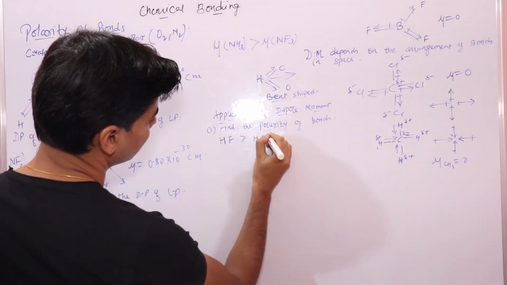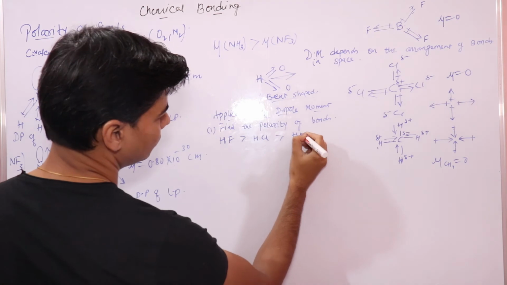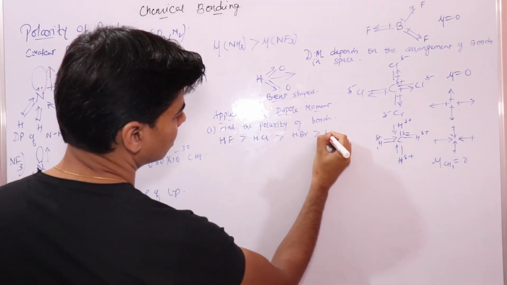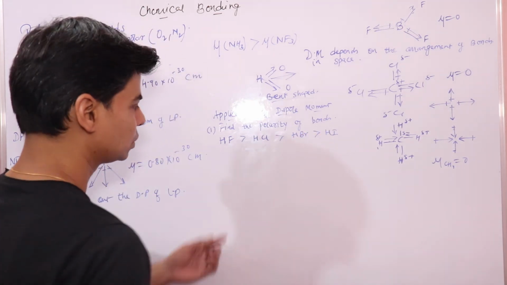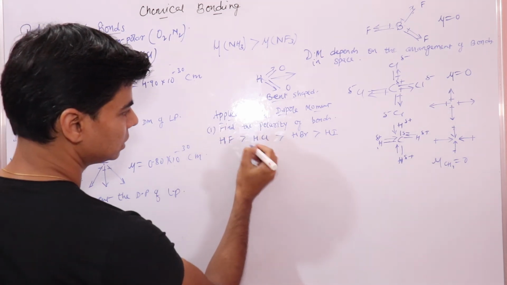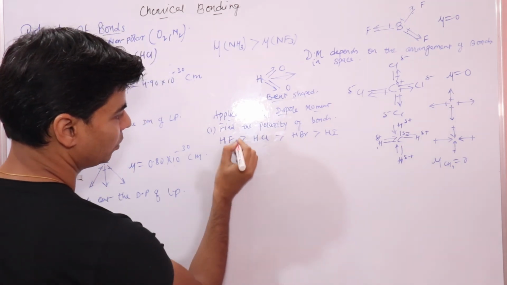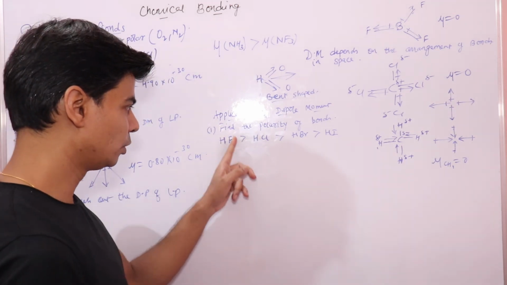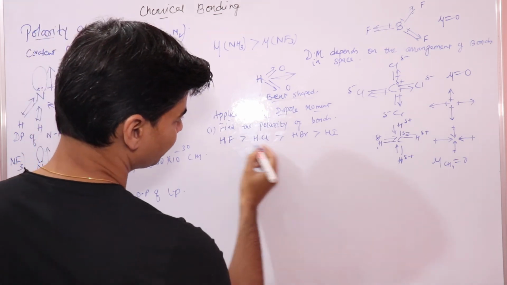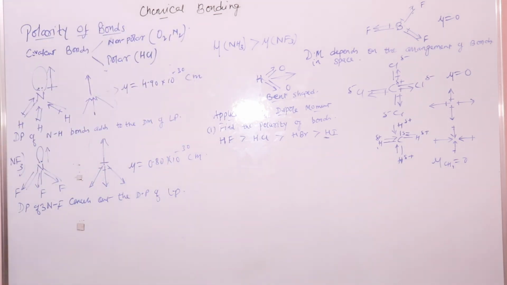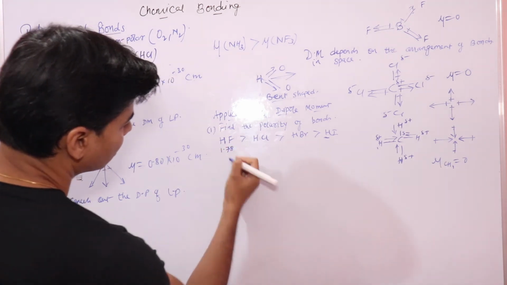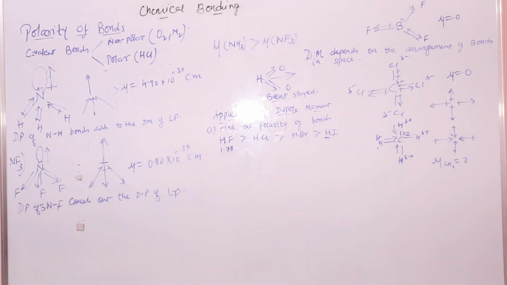HF, HCl, right? So the dipole moment of these molecules decreases in this direction. The dipole moment for hydrogen fluoride is maximum, and that of hydrogen iodide is minimum. The dipole moment for HF is 1.78, and that of the HI molecule is 0.38.